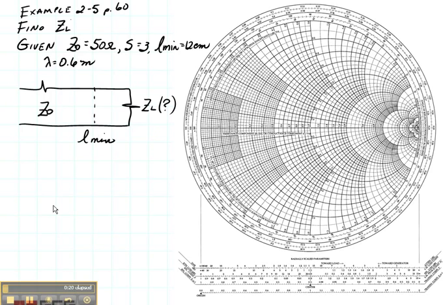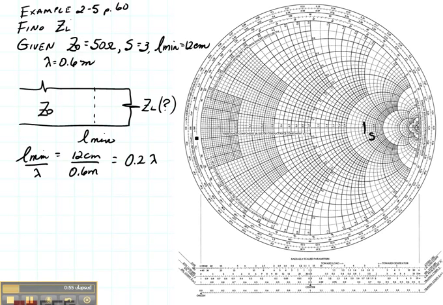So the first thing that I need to do is be able to find Lmin in terms of wavelengths. So I'm going to take Lmin, which is 12 centimeters, and divide it by 0.6 meters, which is the wavelength, and that gives me 0.2 wavelengths. So that's my Lmin. Now I'm going to plot my standing wave ratio, which has a magnitude of 3. So there's my S value, and I know that Lmin is going to be 0.2 wavelengths away from my load.